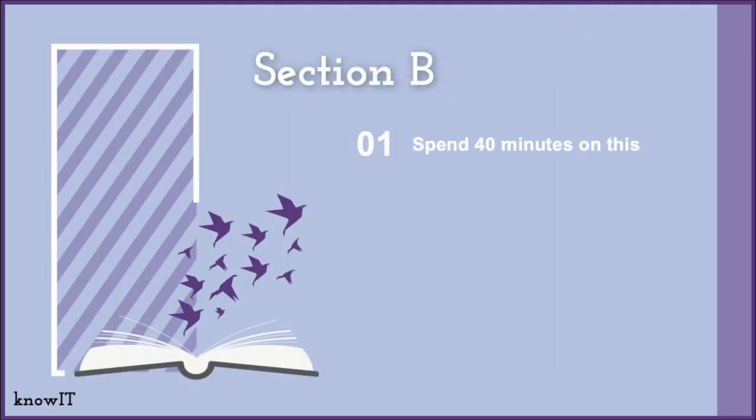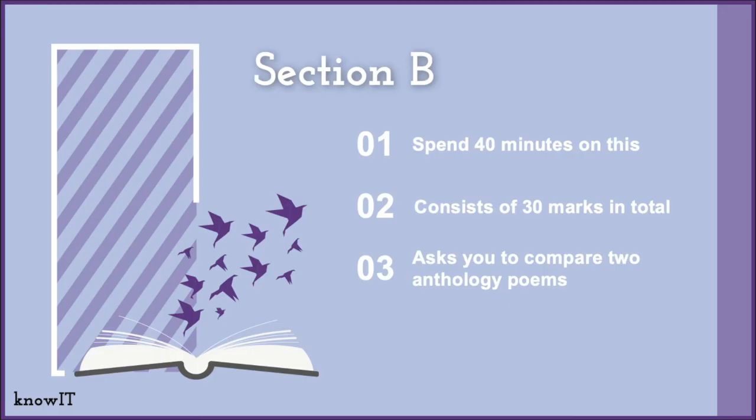Okay, so the first thing to remember about section B is to spend 40 minutes on it. Once again, this is essential for time management. Next, it consists of 30 marks, as you saw previously. Thirdly, it asks you to compare two anthology poems. So you will get a question which will mention two poems, and you'll have to compare those two.